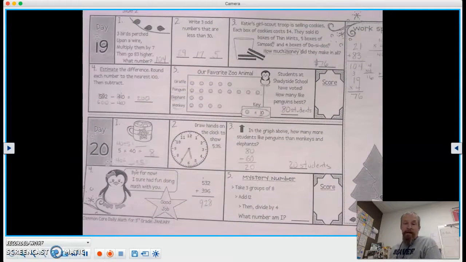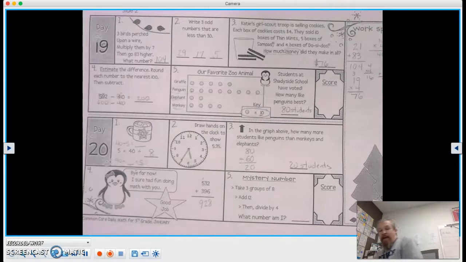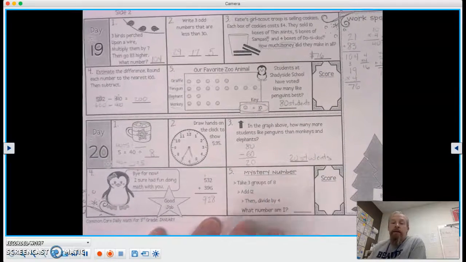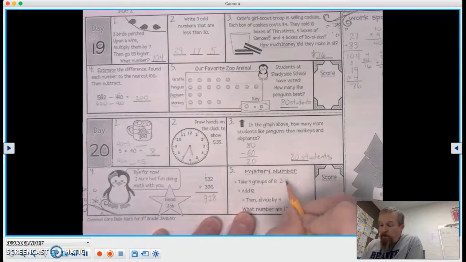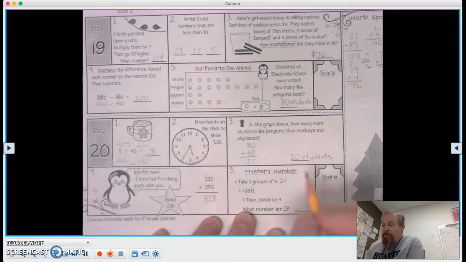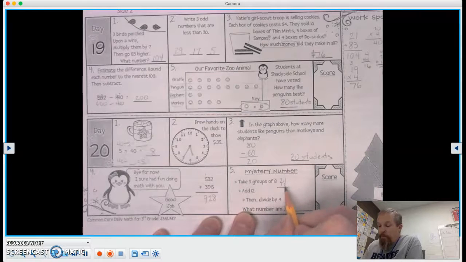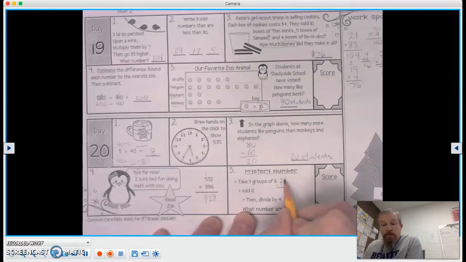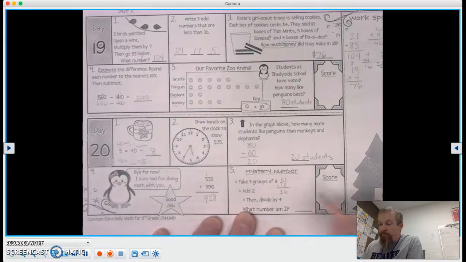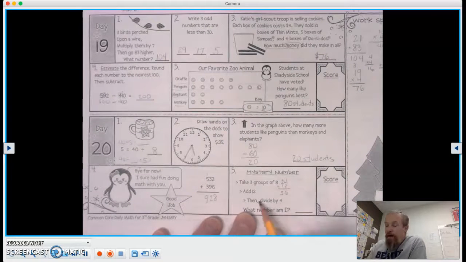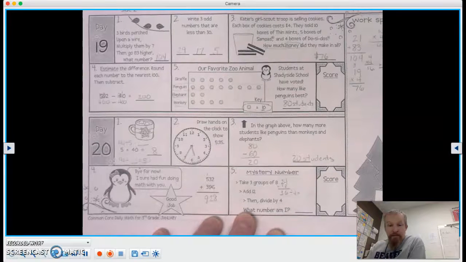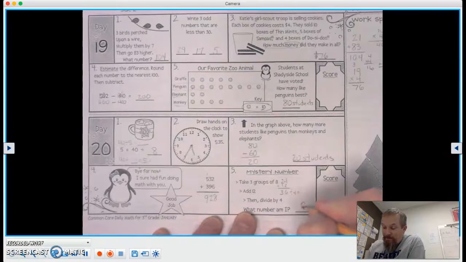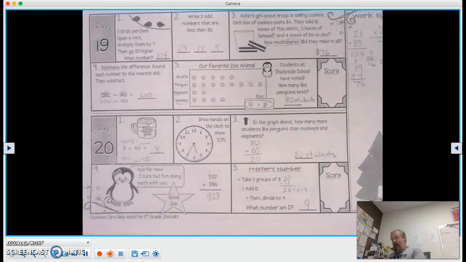And our last one, number 5. Take 3 groups of 8, add 12, divide by 4. What number am I? Okay, so 3 groups of 8. We know that that is 24. Okay, and then we're going to add 12. 4 plus 2 is 6. 2 plus 1 is 3. Okay, and then we're going to divide that by 4. And we know that equals 9. What number am I? I am the number 9.